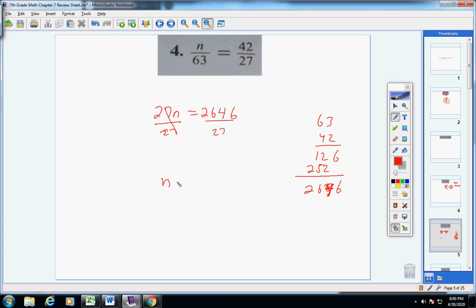So, n equals, let's see, 2,646 divided by 27 probably goes in 9 times. 7 times 9 is 63. Carry your 7, 252. That leaves you with 12. Bring down your 6. And let's see here.